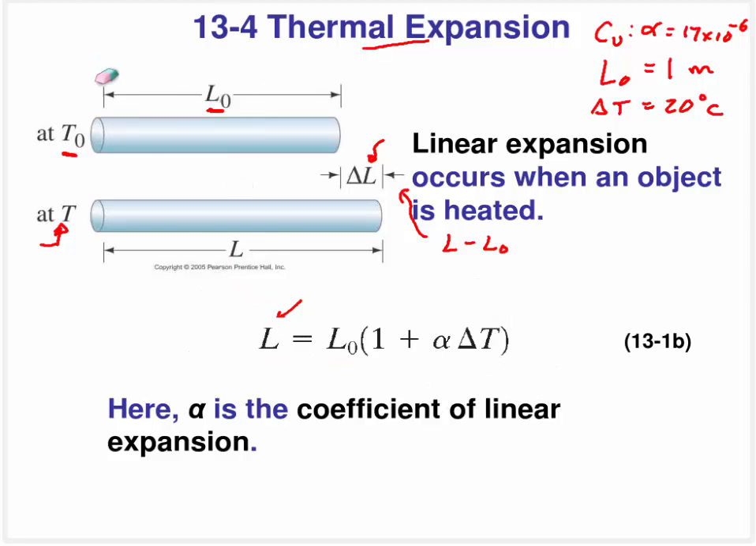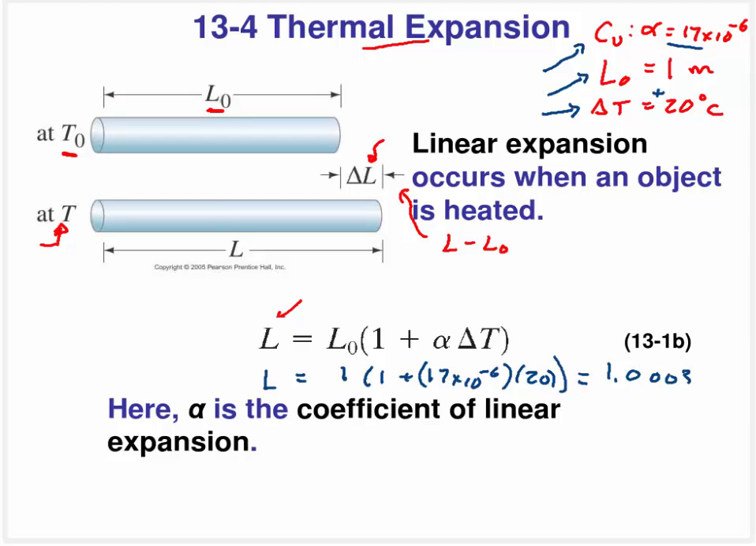So to take a quick look at our problem here, I've got a copper rod that has an initial length of 1 meter, and its temperature changes by a positive 20 degrees Celsius. So I could write its new length as 1 meter times 1 plus its coefficient of linear expansion, 17 times 10 to the negative 6, multiplied by the change in temperature, which is 20. Type all that into your calculator, and you're going to come up with a new length of 1.00034 meters. So quite small.